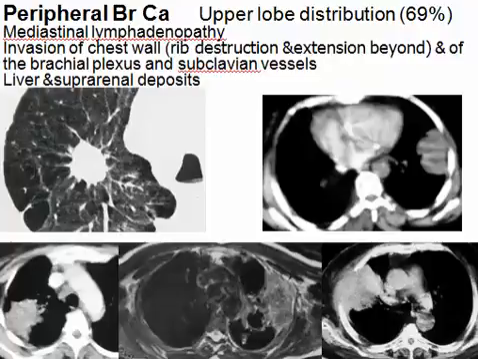Here is extension outside with rib destruction involving, sometimes, if it is in the axillary region, it might involve the brachial plexus and subclavian vessels. Most of these present as liver and suprarenal deposits as well. So although peripheral, yet it can present with intrathoracic lymphadenopathy, and being peripheral, it may involve the chest wall and ribs, and as the region of the axilla may involve the brachial plexus and subclavian vessels, and in all situations the liver and suprarenal glands are usually involved.